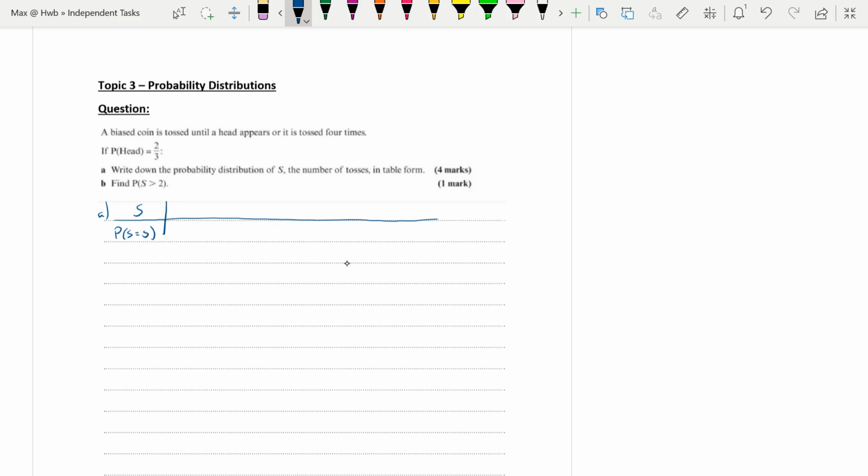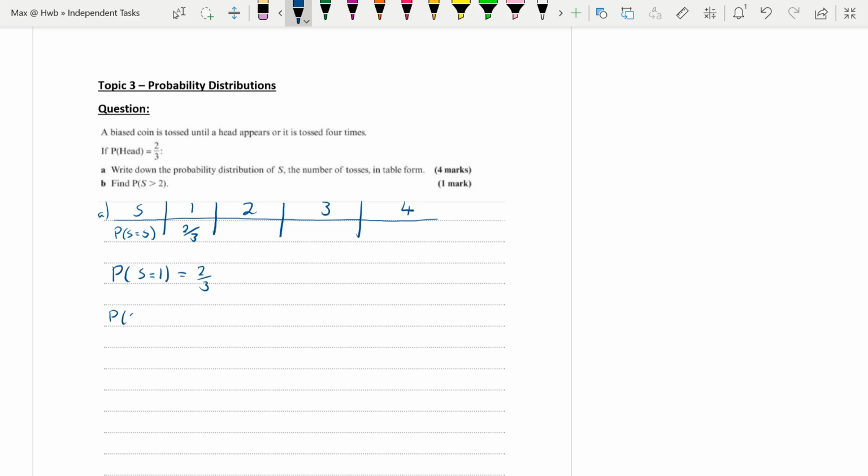Okay. So I'm going to toss the coin until I get a heads. I could get a heads on the first time, which means I've tossed it once. Or I could get it on the second time, or I could get it on the third time, or I could get it on the 4th time, or my game ends because I've tossed it 4 times. Okay, so I've got these 4 things to calculate. The first thing is going to be the probability of getting a heads on the first time. So S equals 1. Getting a heads on the first time is just 2/3. So I'm going to put 2/3 by here.